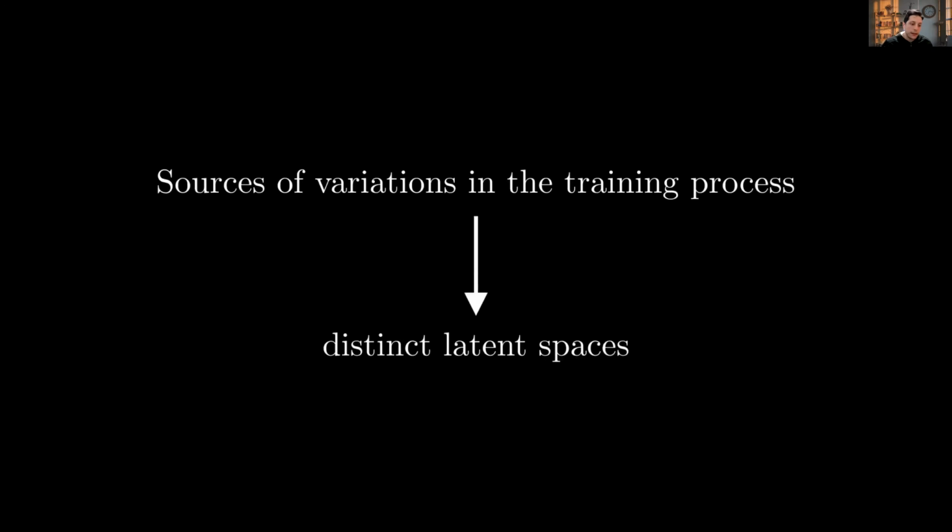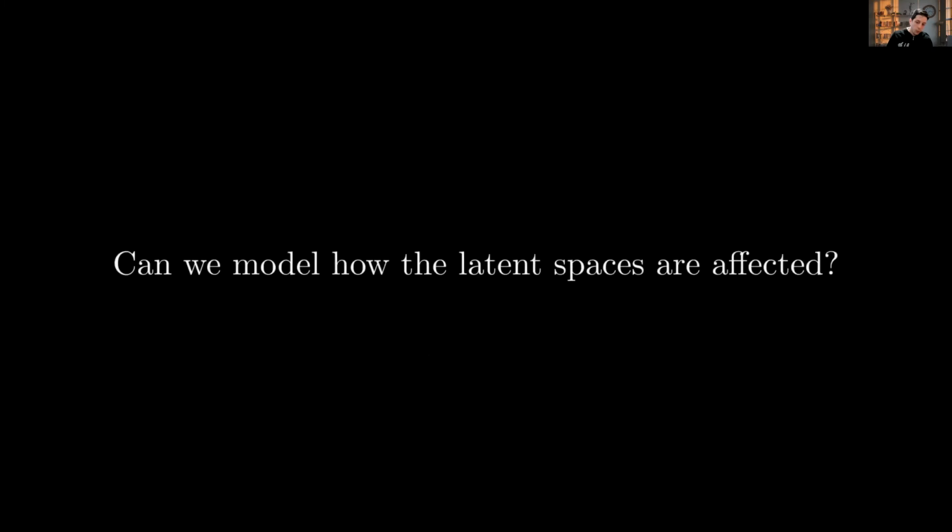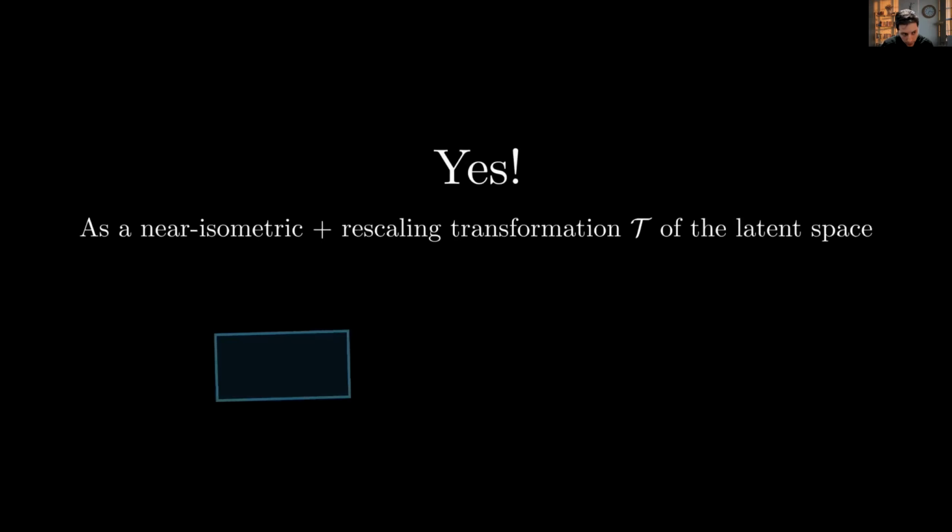So let's define things a little bit more formally. We saw that sources of variation in the training process induce distinct latent spaces. And one question that we must ask ourselves is, can we model how the latent spaces change from one training to the other, when we only change the seed, for example? And the answer is yes. We assume that a near isometric plus rescaling transformation T of the latent space is what correlates the two spaces.